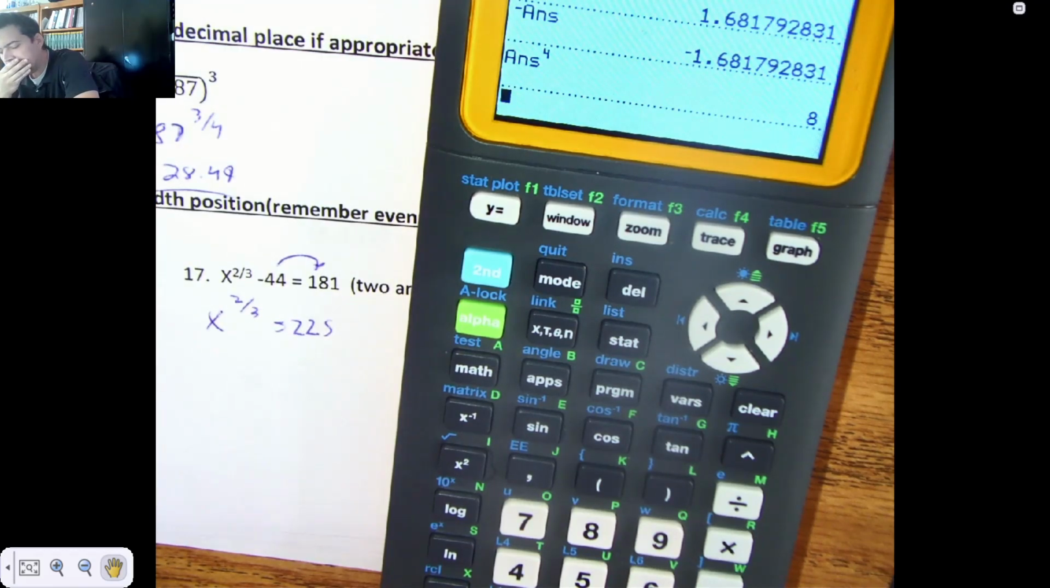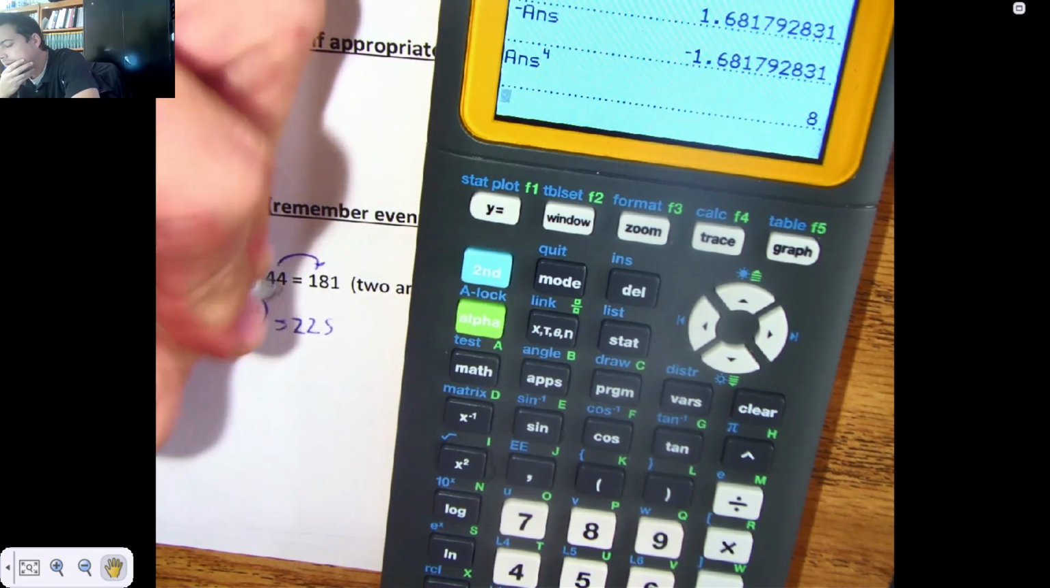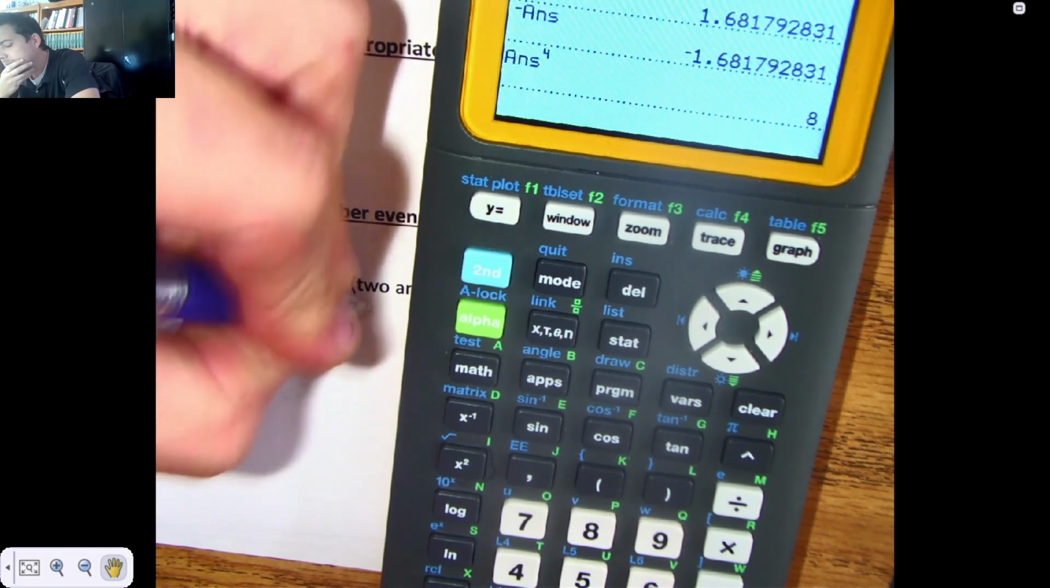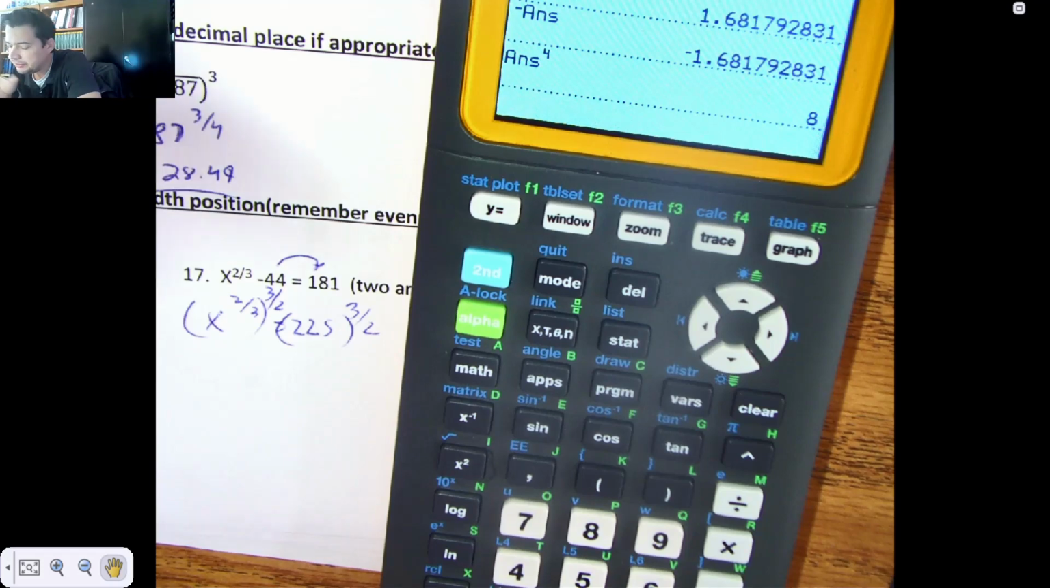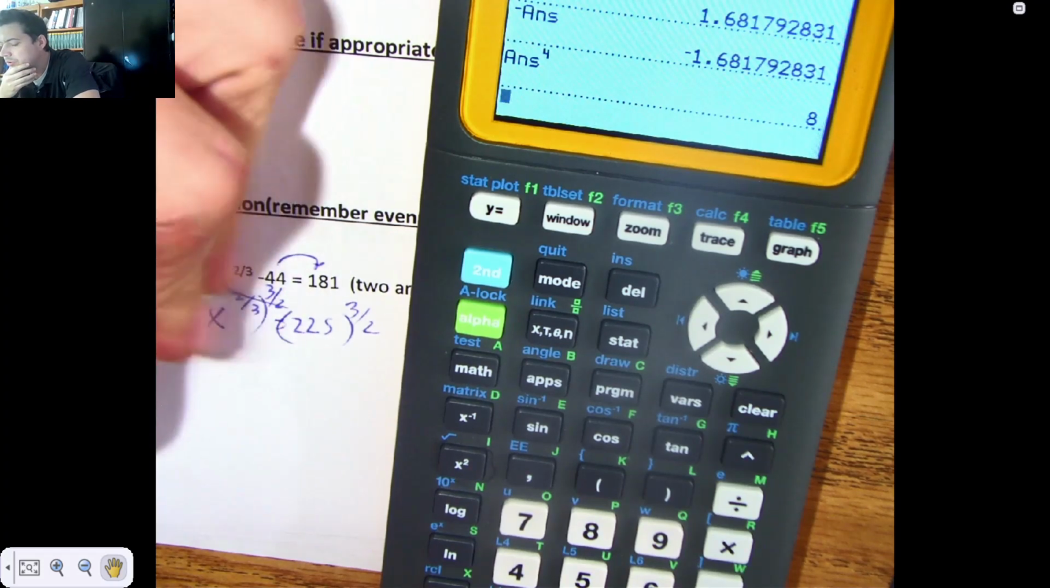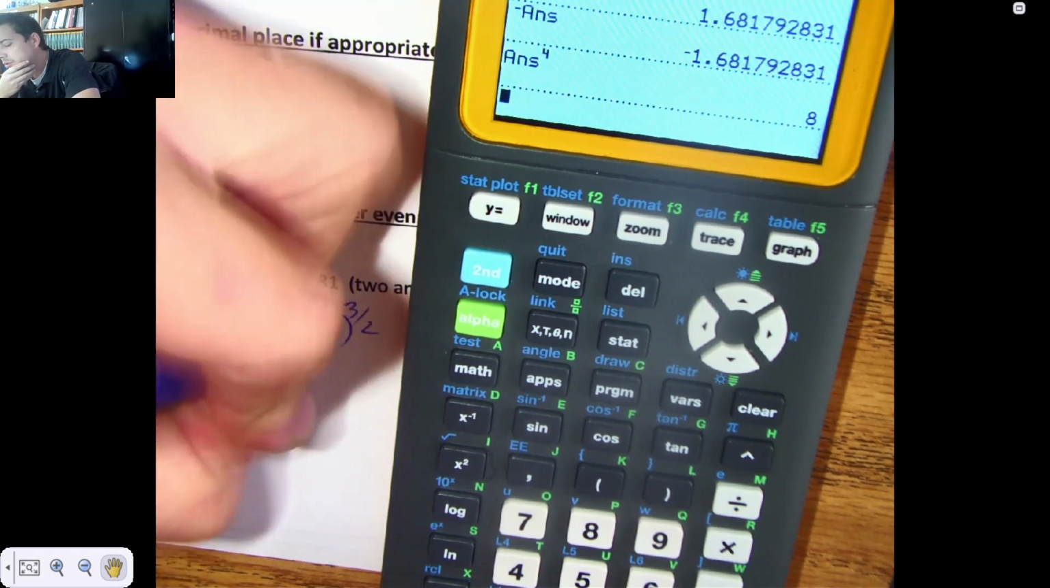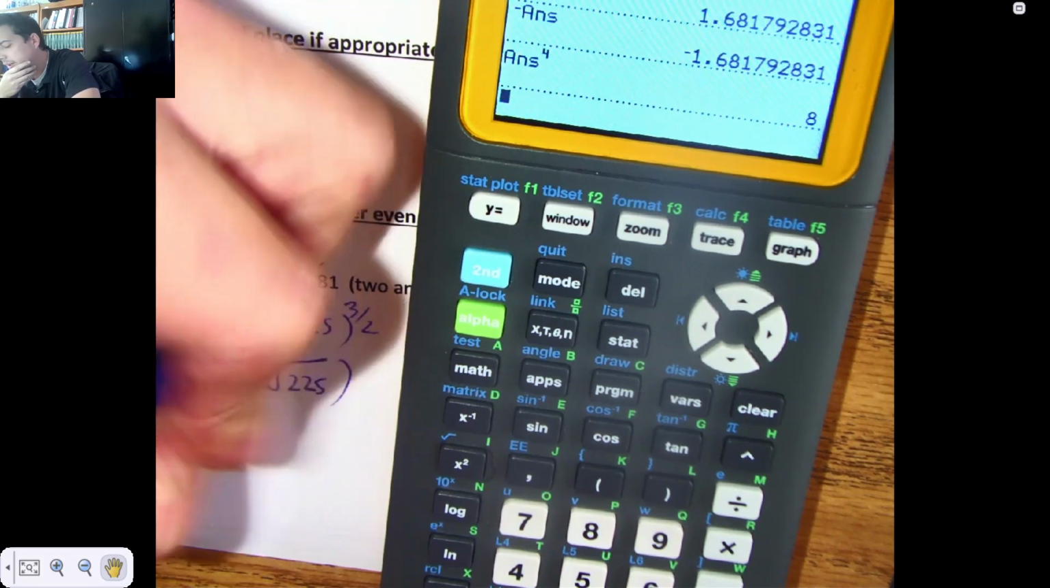225. I'm a little old school, so I like to do things a little bit by hand. And I do that so I have a better context of what's being asked, which is something a lot of y'all just push buttons, you forget. I am asked to take the square root of 225 and cube it.